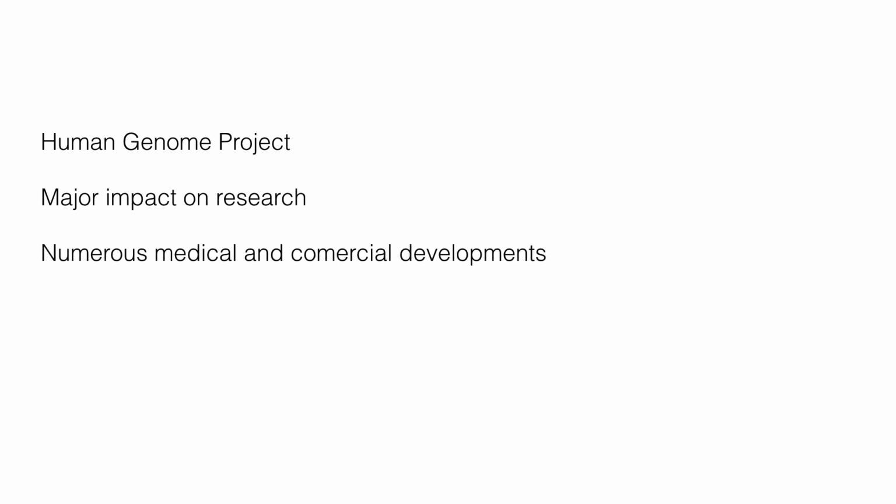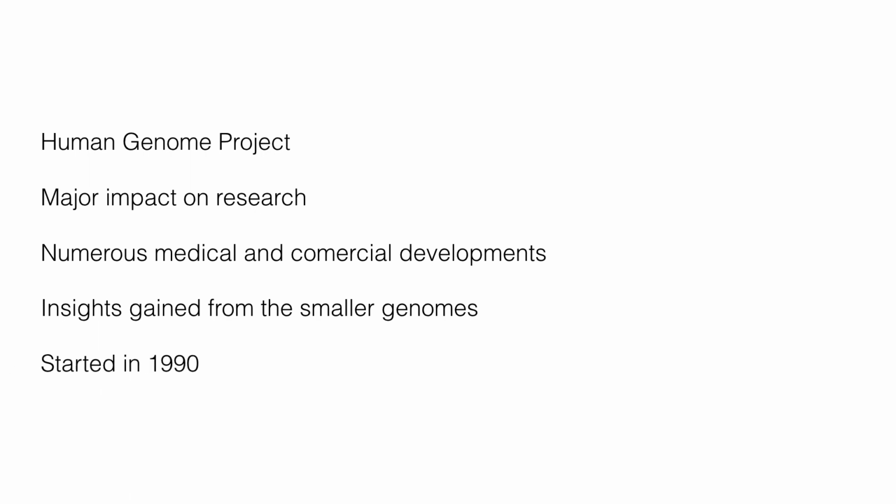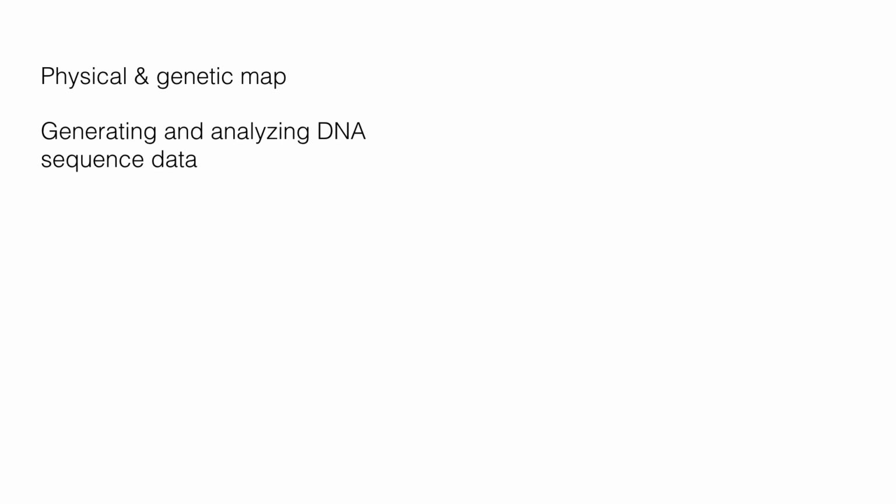The Human Genome Project was a landmark genome project that is already having a major impact on research across the life sciences, with potential for spurring numerous medical and commercial developments. Based on the insights gained from the smaller genomes, such as yeast and worm, the HGP started in 1990 and was designed in 3 phases. First, the HGP relied on the physical and genetic maps established earlier, which served as a platform for generating and analyzing the massive amounts of DNA sequence data of the next shotgun phase. Second, the hierarchical shotgun.